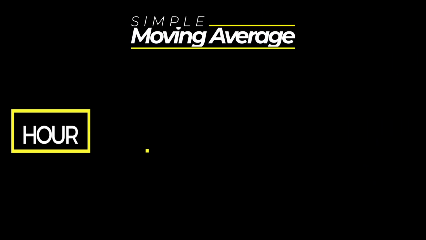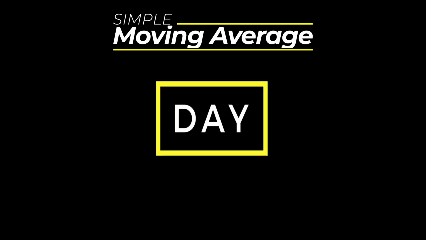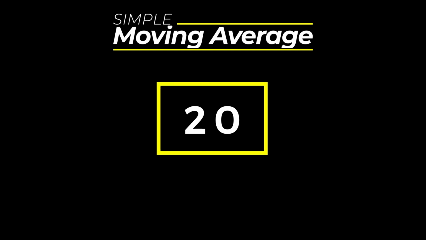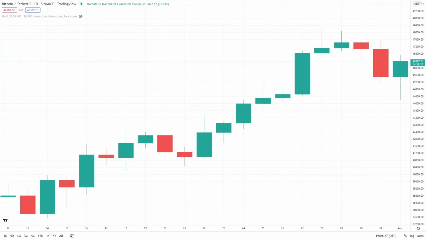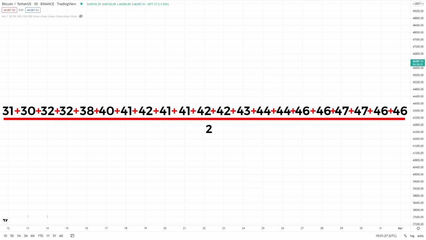So the moving average will have a time frame. It can be an hour, a day, a week, or a month. So for example, let's define a day as our time period. And I like my simple moving average using the 20-day chart. So what the simple moving average would do for me is this: it will calculate the sum of the closing prices of the last 20 days and divide them by 20.